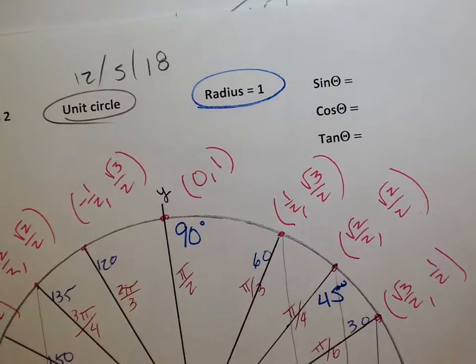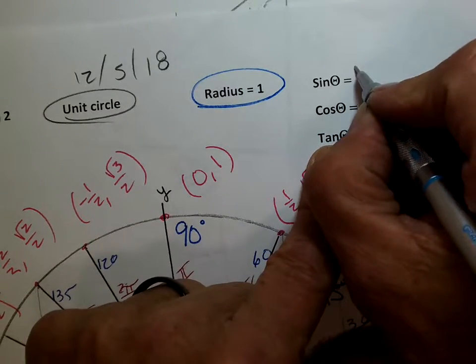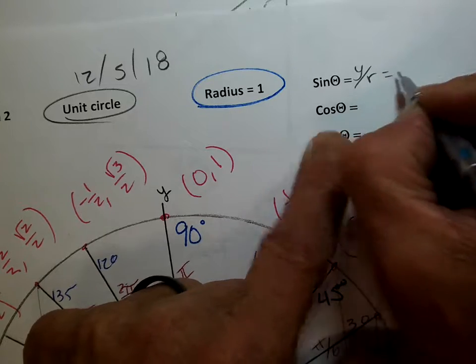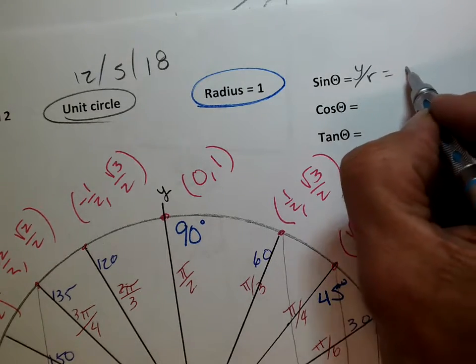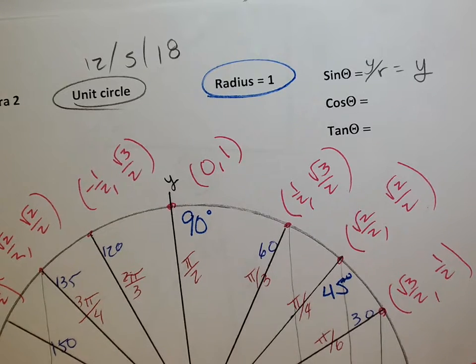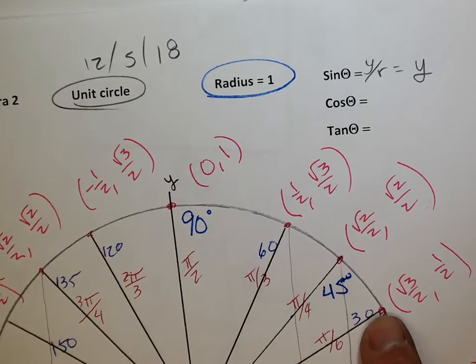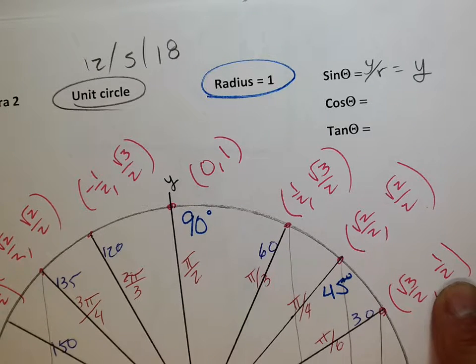So what do we know about sine? We just learned that sine is the y over the r, right? But what's the radius of the unit circle? 1. So the sine is just equal to the y value. Here's how it's going to work. Please watch. And you can try it on your calculator. The sine of 30 degrees is equal to 1/2. Try it on your calculator. Sine of 30 will give you 0.5.